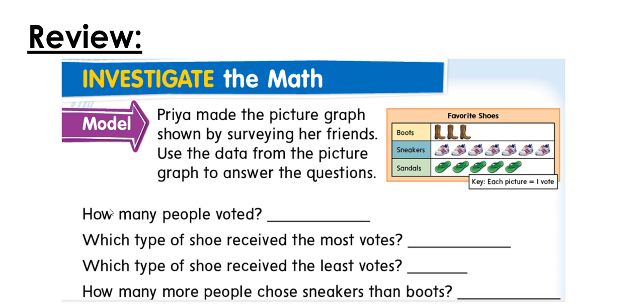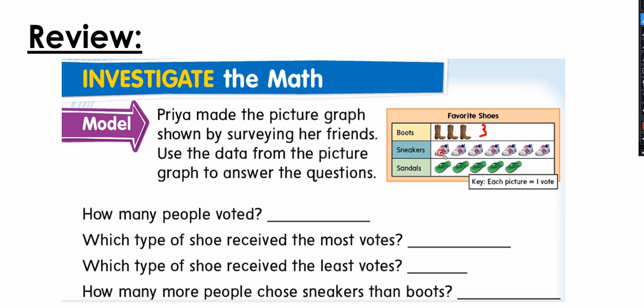So let's read the first question. It says, how many people voted? How can we find out how many people voted? Well, we can find it out by looking at the pictures and adding them up. So that way we're going to find out how many people were surveyed. So for boots we have 3.